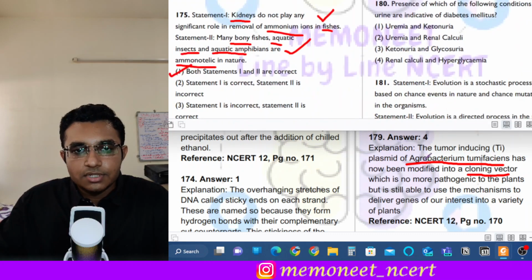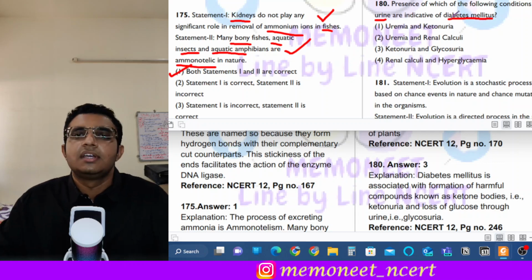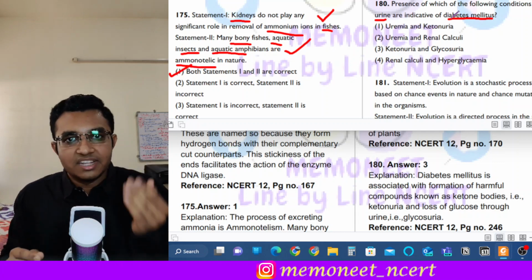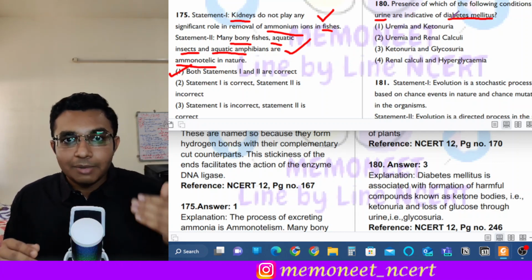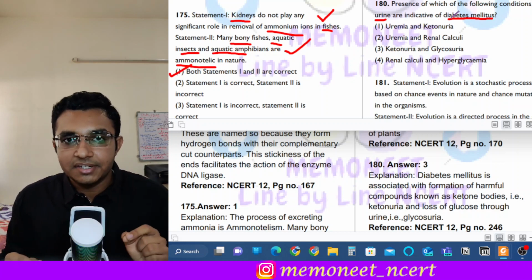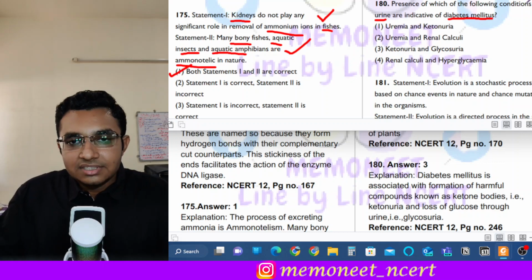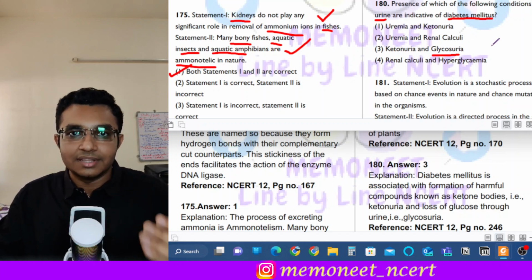The next question is question 180. Presence of which of the following conditions in urine is indicative of diabetes mellitus? Now see, in diabetes mellitus, what is the condition? The blood sugar is very high, right? And once the blood sugar reaches above the mark of 180 milligram per deciliter, it starts coming in the urine. So the first condition which is seen in diabetes mellitus is glycosuria, that is the presence of glucose in the urine.